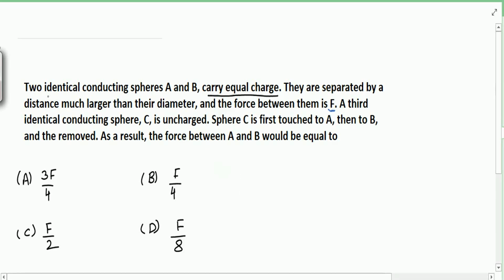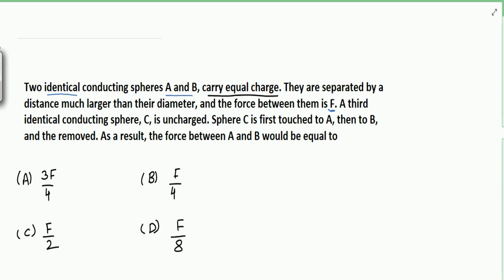Here is the first numerical. Two identical conducting spheres A and B carry equal charge. They are separated by a distance much larger than their diameter, and the force between them is F. A third identical conducting sphere C, which is uncharged, is first touched to A and then to B, and then it is removed. As a result, the force between A and B would be equal to how much from the given options? So we have to find the force after sphere C has touched A and B.